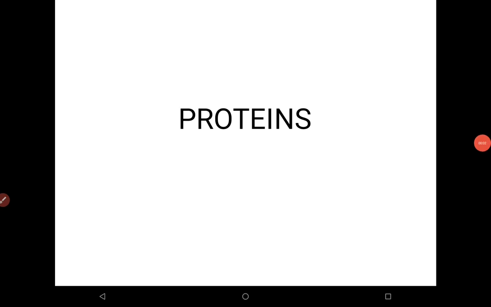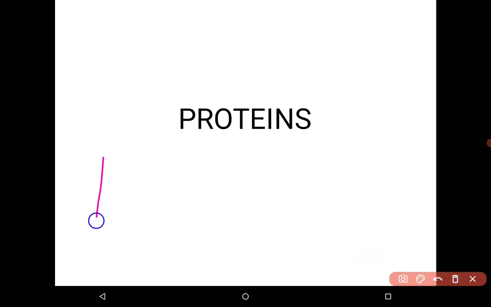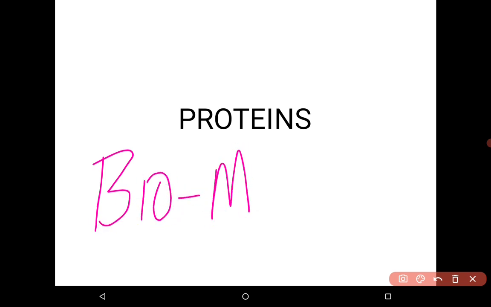All right, so let's look at proteins. Proteins are part of what we call the biomolecules. A biomolecule is simply a molecule found in living organisms. So it's part of what we call the biomolecules. We have proteins, carbohydrates, and then you also have nucleic acids.